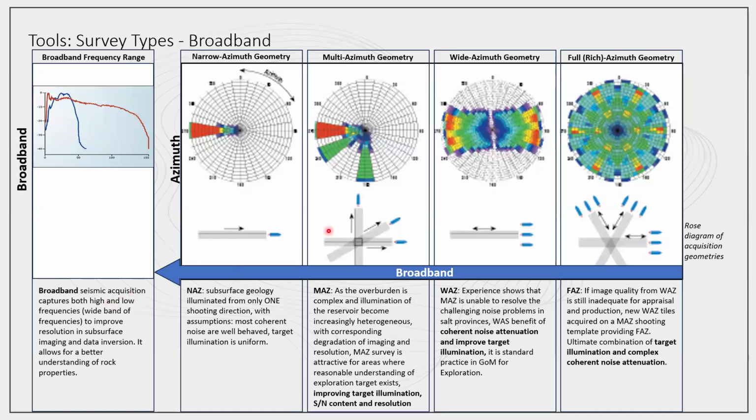We can acquire multi-azimuth with a broadband. We can acquire full azimuth as a broadband. So broadband, we can acquire it just as a normal broadband survey. And also we can acquire any of those azimuths or multi-azimuth program combined with the broadband.